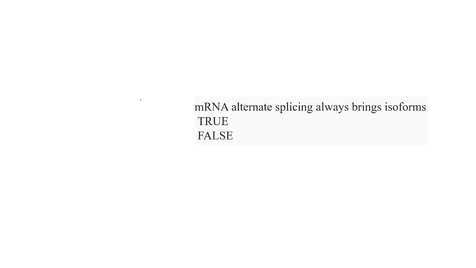Then next question is, mRNA alternate splicing always brings isoforms, true or false? So we know what is alternate splicing. Alternate splicing means that one mRNA can lead to more than one kind of polypeptide. From one single pre-mRNA, we can have more than one kind of polypeptide formation. So if we talk about this, can it bring more than one isoform or not?